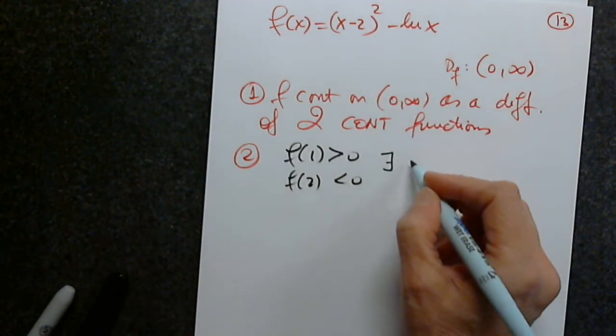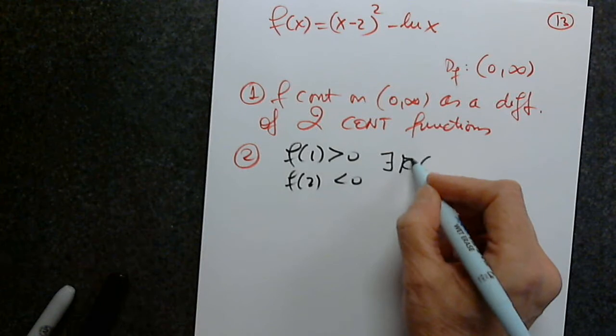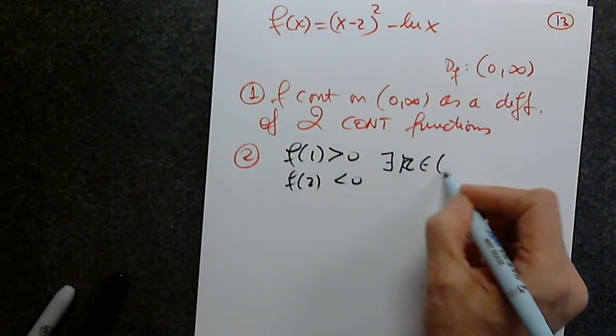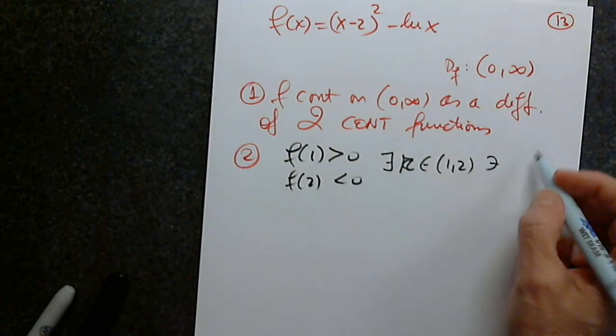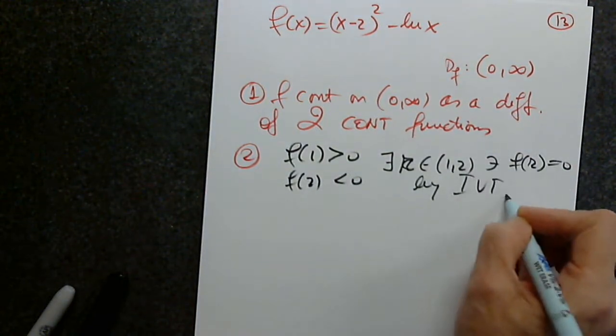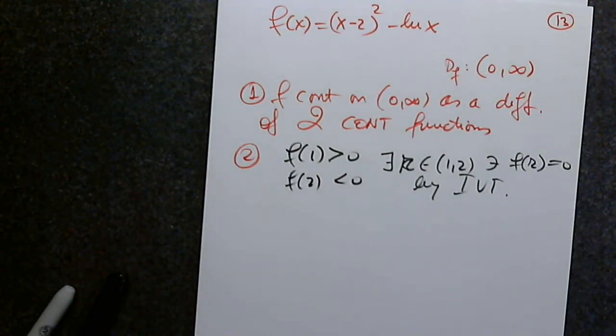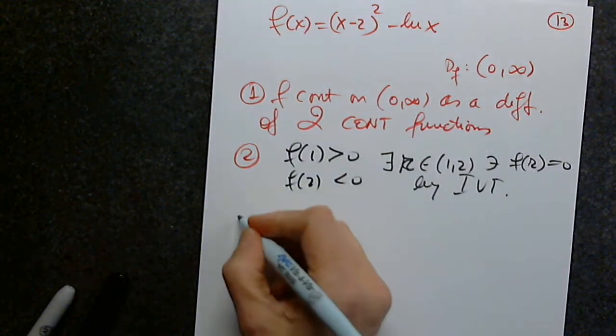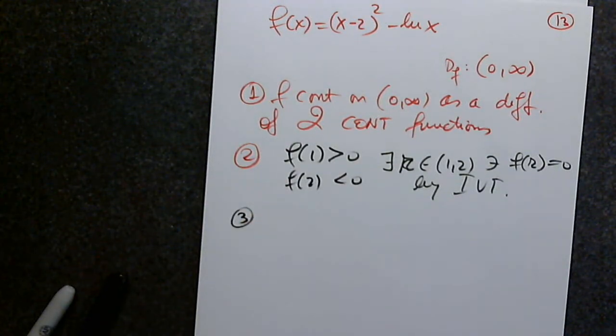Therefore, there exists c, or r in this case, it doesn't matter, in the open interval (1, 2) such that f(r) = 0 by IVT. When we talked about IVT, I said it does not give us the solution, but it guarantees that there is a solution between such and such. So now, in step 3, we are going to apply Newton's method. We have to decide what our x0 is.